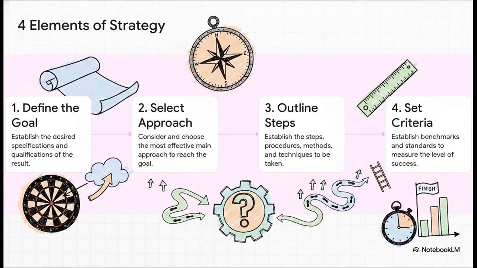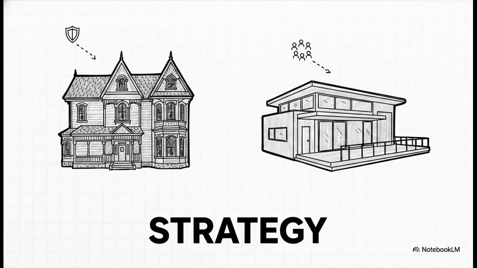And according to our source material, a really solid strategy has these 4 key parts. First, you define exactly what you want to achieve. Then, you consciously pick your guiding philosophy, your approach. After that, you outline the big, necessary steps. And finally, you decide how you're going to measure success. It's the whole master plan. Back to our house. If your approach was open space for community, well, your strategy might be to build a modern open concept bungalow.